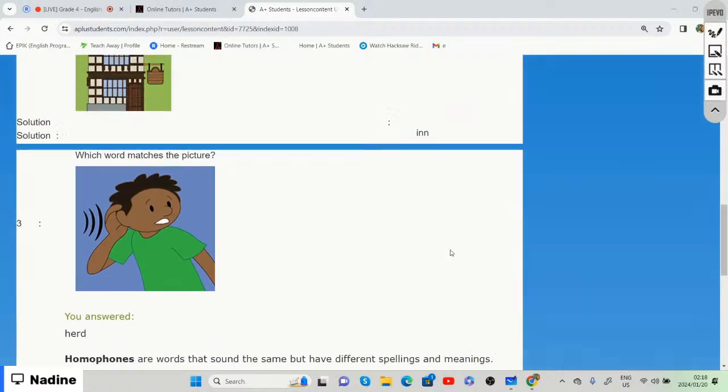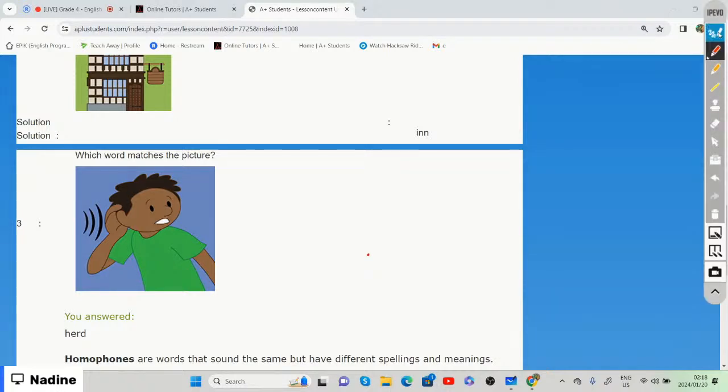All right. So if we look at this picture with the boy with the green t-shirt on, he's trying to hear whatever somebody's saying. So if we change that word from hear to heard, because he's still trying to hear what we are saying, which means that we will then say that he heard. To hear something is you heard it.